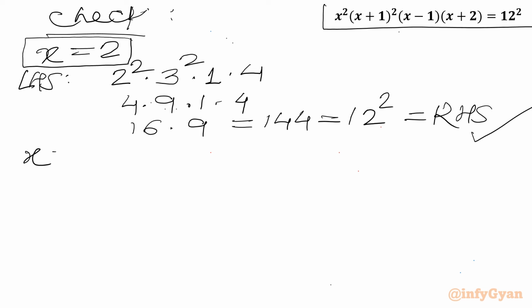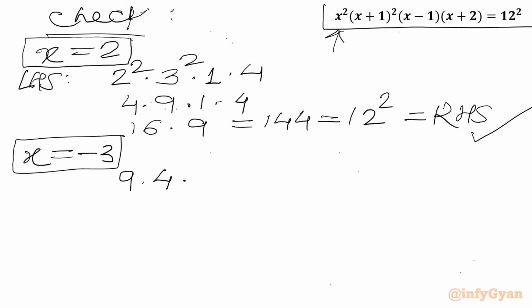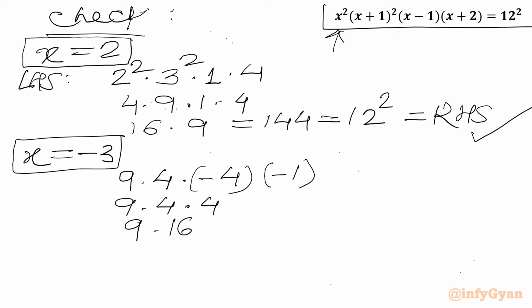Now the turn of x equal to negative 3. So I can write negative 3 square, so it will be 9. Negative 3 plus 1, so negative 2 whole square, so 4. Negative 3 minus 1, so negative 4. And negative 3 plus 2, it will be negative 1. So I can write 9 times 4 times 4. So again we are getting 9 times 16, which is equal to 144, which is equal to 12 square and our RHS also. Hence this is also a verified solution.